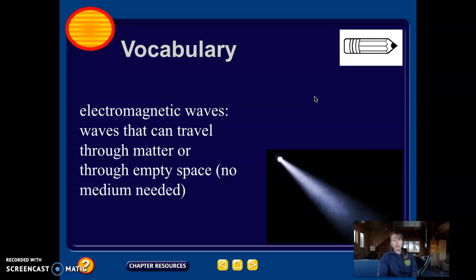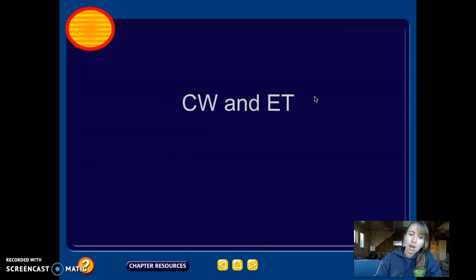So let's think about light, because that's the main electromagnetic wave that we're talking about. Light can travel through like this window that I'm looking at right now, right? That's a medium, and it's able to travel anyways. It can also travel through outer space, and we know that because we can see the light from the sun. That's different than sound, which can't travel through outer space because it's a mechanical wave, and there's no medium out there. All right, so that's it for notes today.